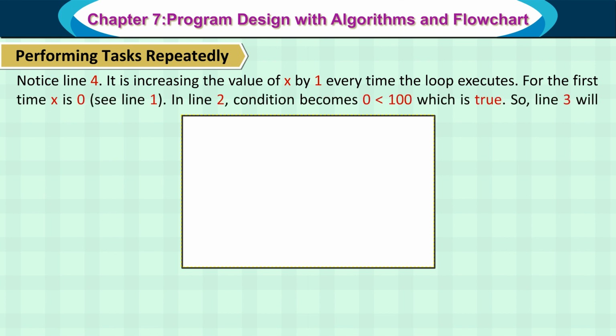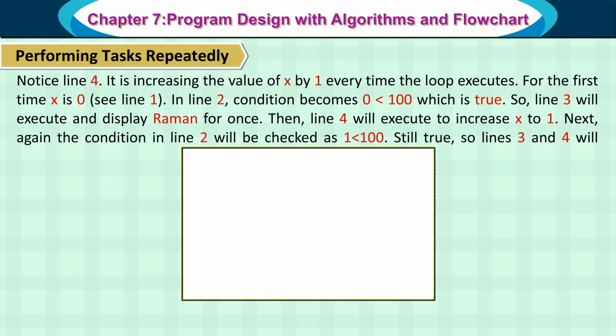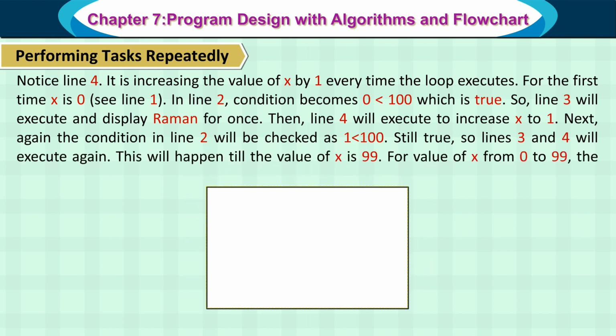For the first time, x is 0, see line 1. In line 2, the condition becomes 0 smaller than 100, which is true, so line 3 will execute and display Raman for once. Then line 4 will execute to increase x to 1. Next, again the condition in line 2 will be checked as 1 smaller than 100. Still true, so lines 3 and 4 will execute again.